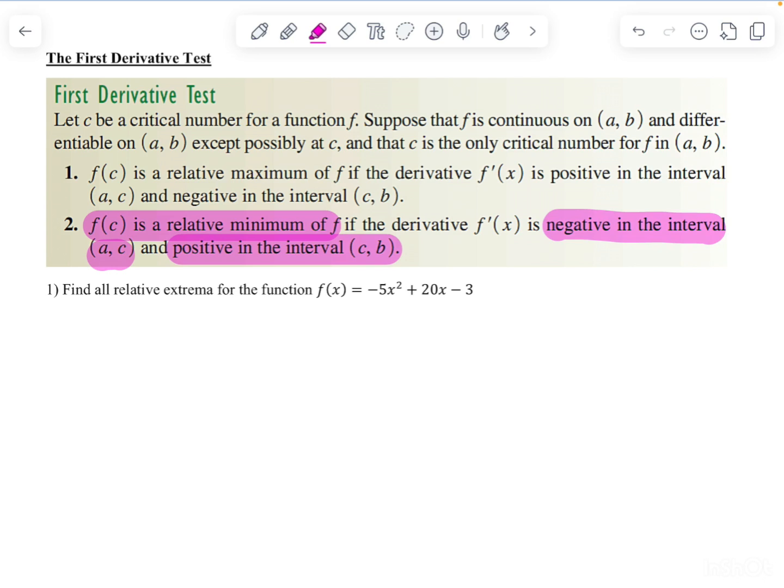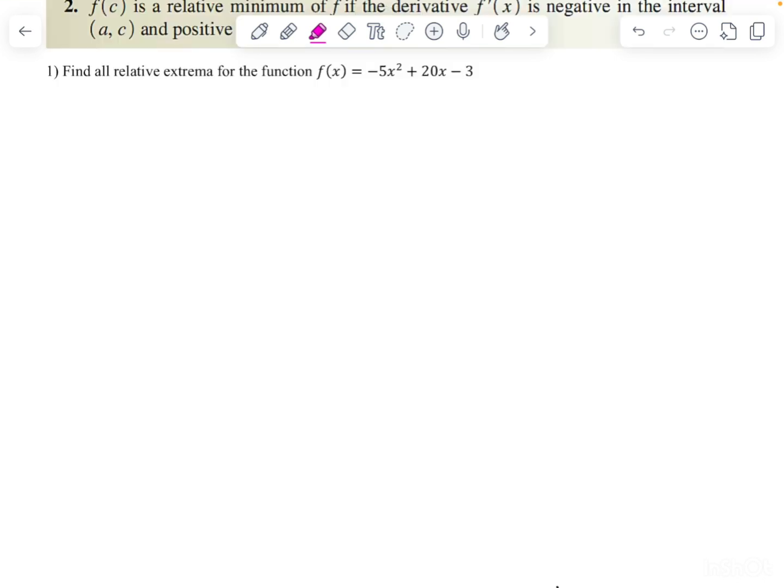Now I'm going to show you an example on how to find the relative extrema of a function by applying the first derivative test. In example 1, we want to find all relative extrema for the function f of x. And before we can do that, we need to determine the domain. The domain of f of x is all real numbers, and that is because f of x is a quadratic function.